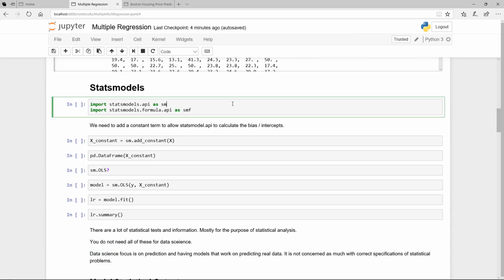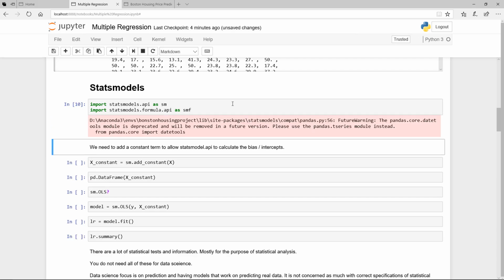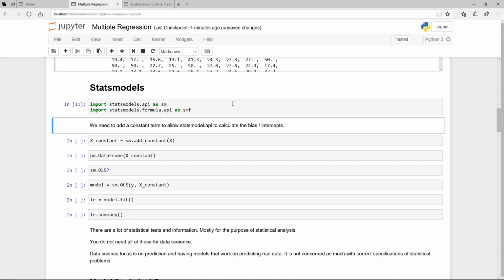Right, so there are two parts here that we are importing. First is the statsmodels.api, which we're importing as SM. The next one is the statsmodels.formula.api as SMF. We'll go through that and make use of that a bit later. Let me just remove that.